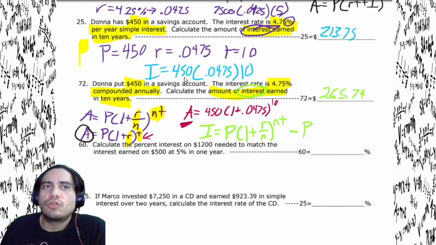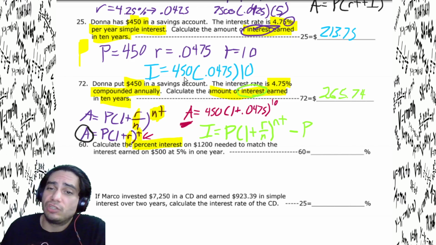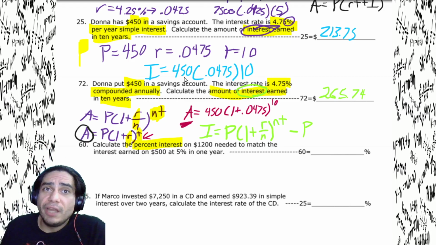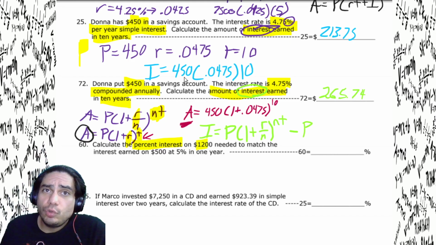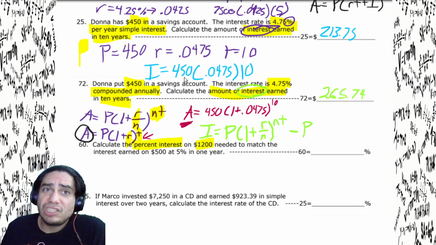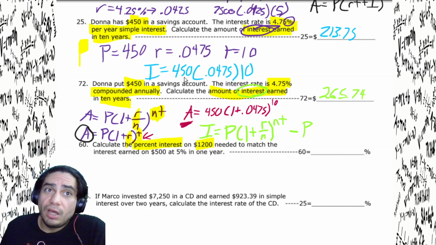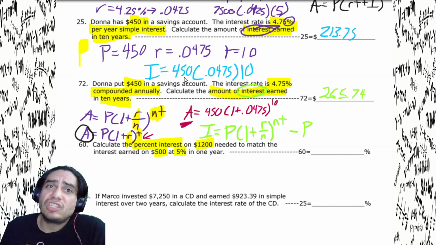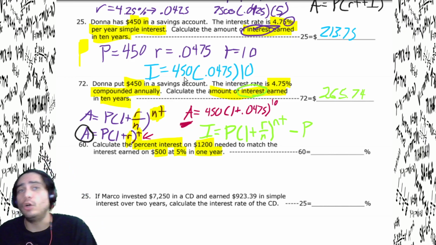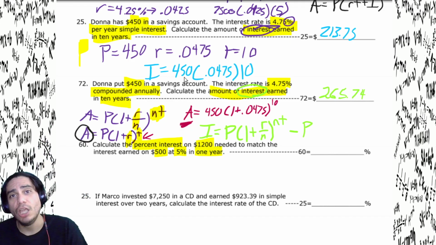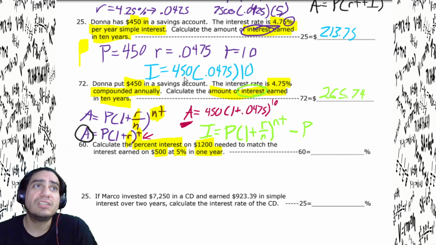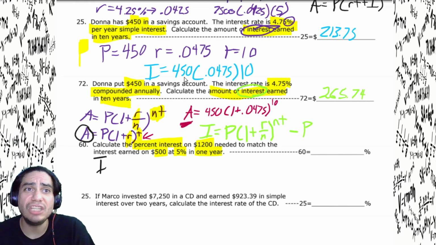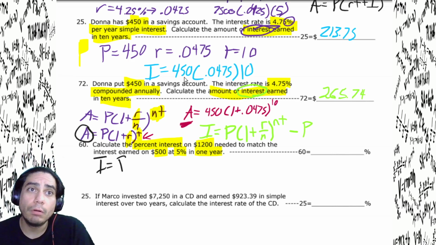Calculate the percent interest. Oh, we're going to look for the interest, the percentage. No, it's a percentage, right? On $1,200 needed to match the interest earned on $500 at 5% in 1 year. Okay, so this one looks like a good problem here, because in all honesty, they're asking us to work forwards to figure out the interest of an account.